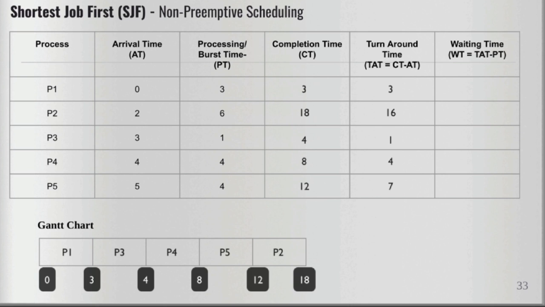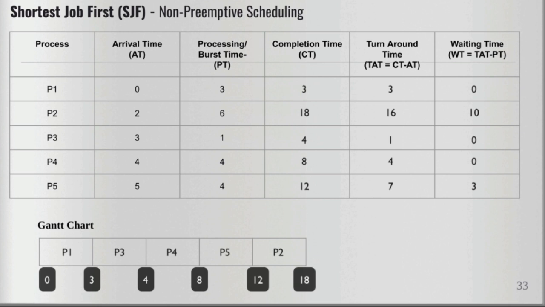Okay. Similarly, we'll calculate the waiting time. So waiting time is equal to turnaround time minus processing time. So turnaround time is this, processing time is this. So 3 minus 3 is 0, 16 minus 6, 10, then 1 minus 1, 0, 4 minus 4, 0, 7 minus 4, 3. Okay. So that's your waiting time.